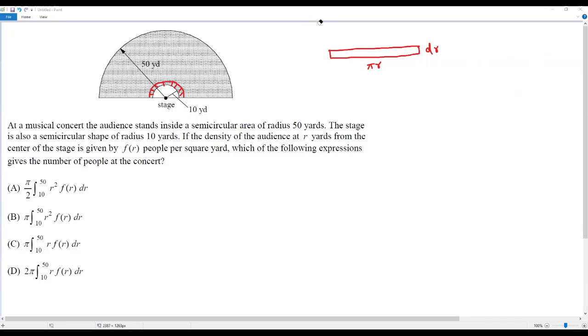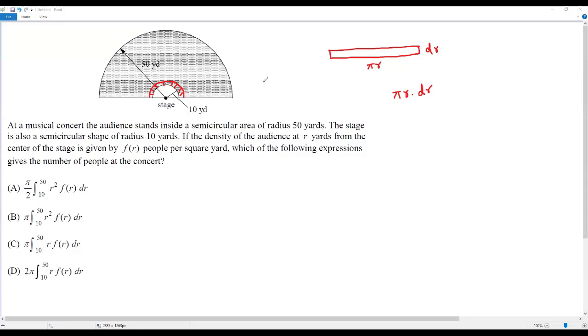Okay, now to get the area of this small strip around this small semicircle of radius 10 yards, we have unfolded this small strip as a rectangle, as I've shown out here. Now to get the area of this rectangle, I have to multiply the length, that is pi r, by the width of the rectangle, that is dr. So this is the area of the small strip over here.